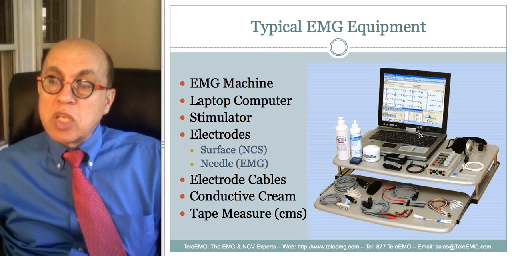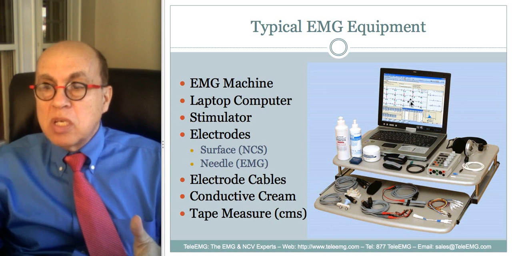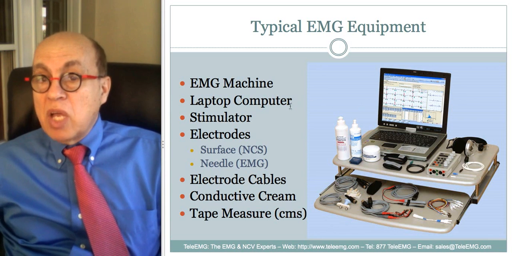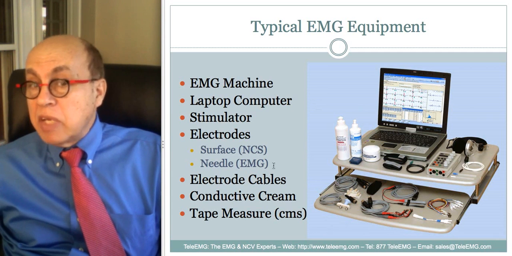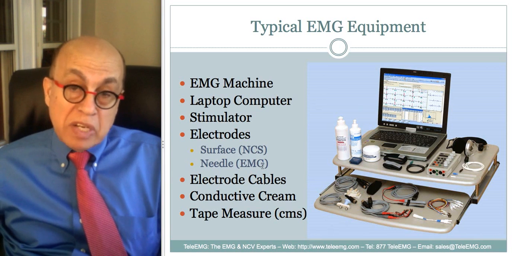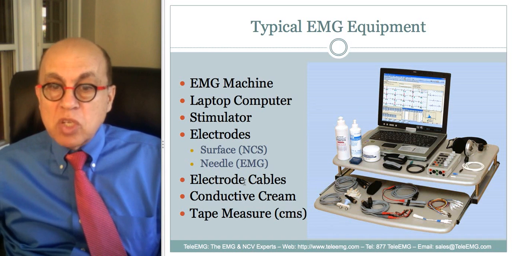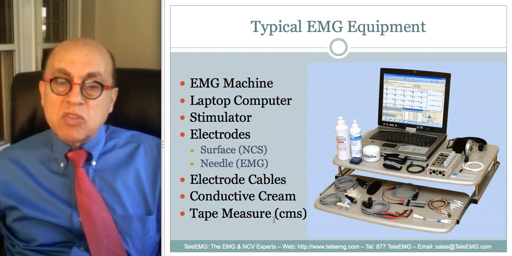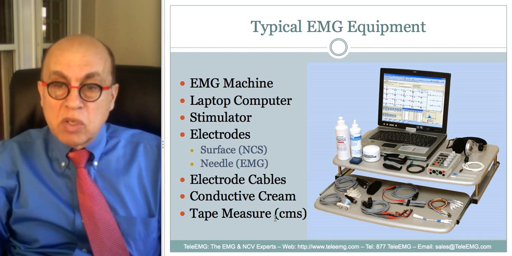And the EMG machine is connected to a laptop because all the program that's going to run this EMG machine is in the laptop. So basically, you have the EMG machine, you have a laptop computer, you have a stimulator, you have electrodes, surface electrodes, and you have needle electrodes, because when you do an EMG study or needle exam, you use a needle. And then you have a cable that connects the electrode to the machine. And of course, when you put something over the skin, you need conductive cream and a tape measure to measure the distance at which you're applying the stimulus, and so forth, to see where you have recorded from and what you stimulated to record from that place, essentially.